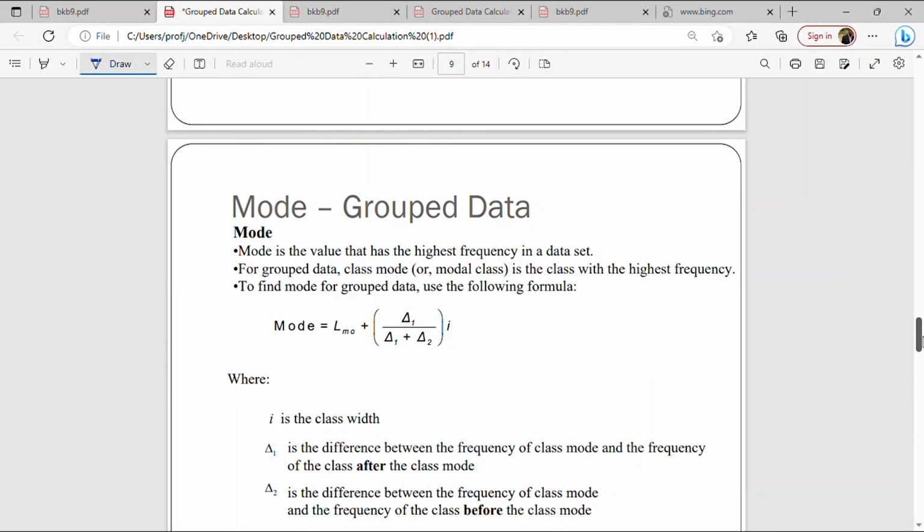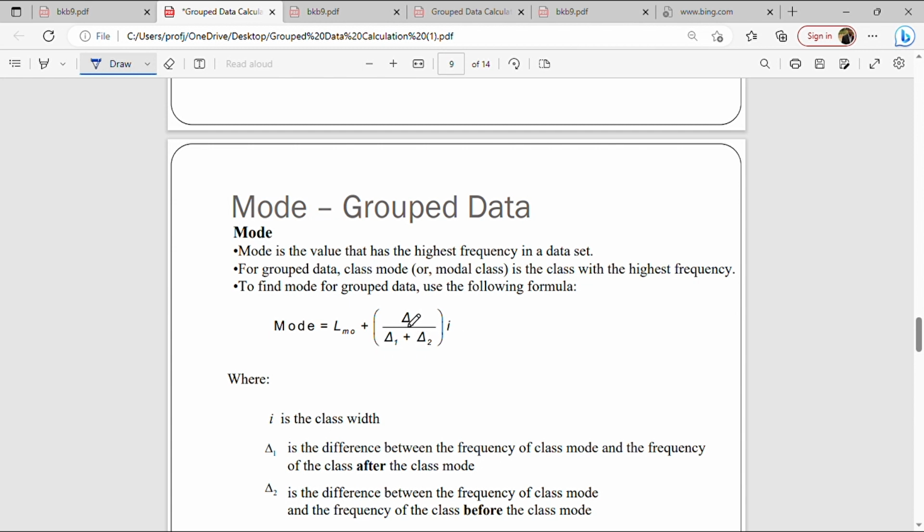Mode of grouped data is not difficult at all. The mode. Okay, so you have the formula for mode. Lower class boundary of the modal class, so you have L_m plus this value.